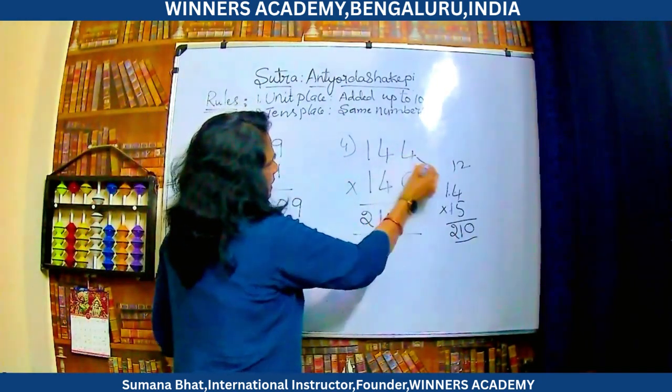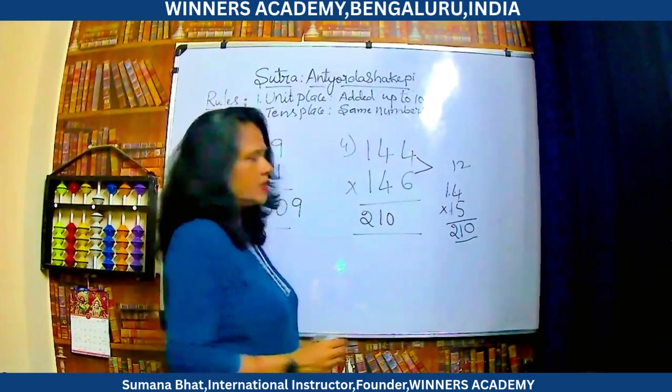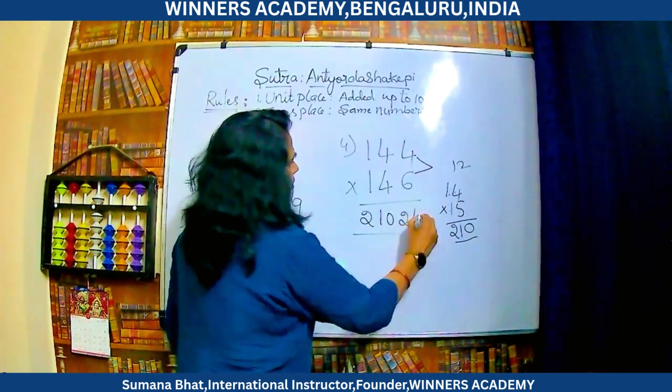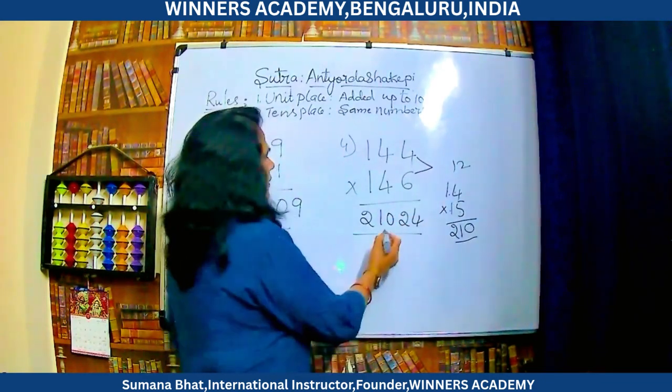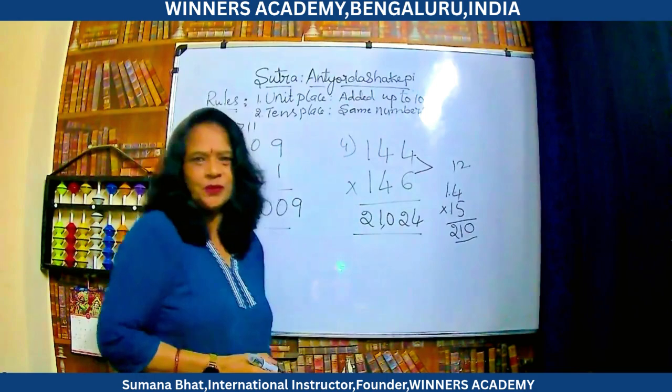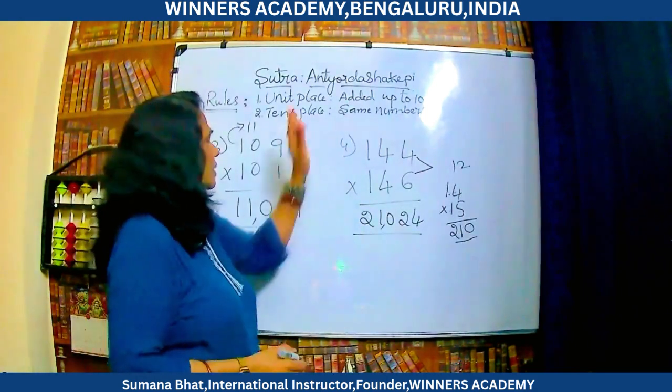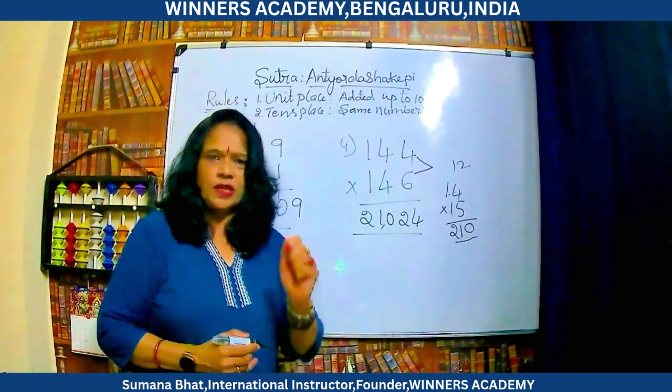Multiply these two, 6 4s are 24. So the answer is 21,024. This is the way we can multiply by using Antyor Dashakepi, the Vedic Math.